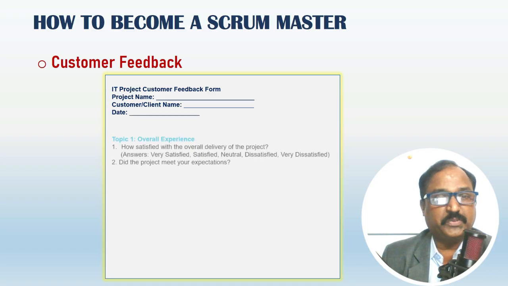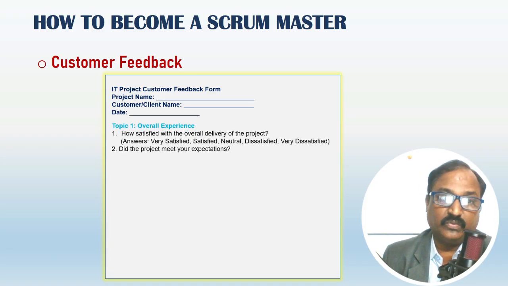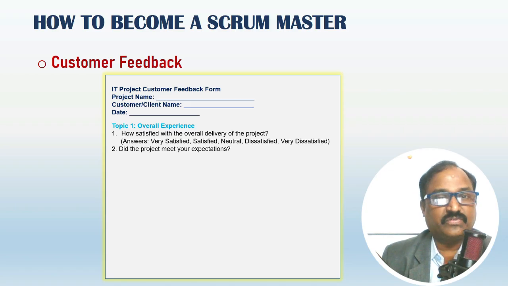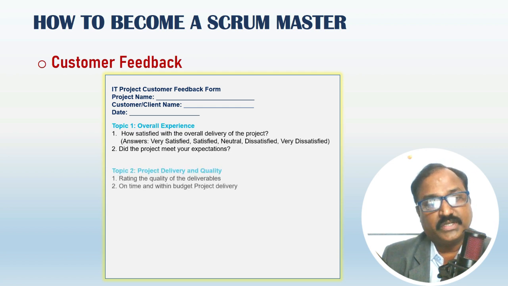Topic 1, overall experience. How satisfied are you with the overall delivery of the project? Customer can choose any of these options: very satisfied, satisfied, neutral, dissatisfied, very dissatisfied. That's based on how delivery happened. Is it on time, with quality and within budget? Next, did the project meet your expectations? That means what are the goal, functionality, and quality expected by the customer? Was it met?